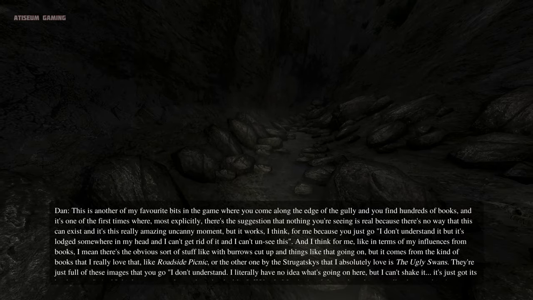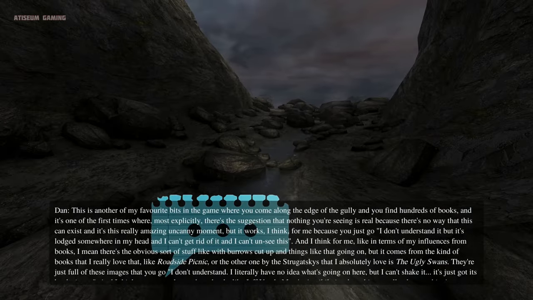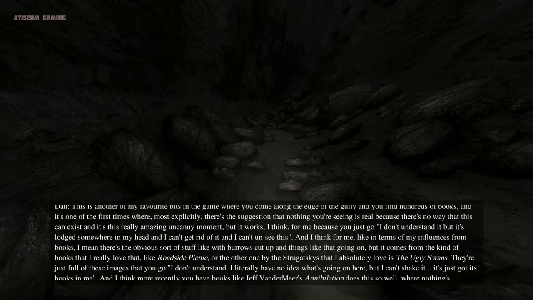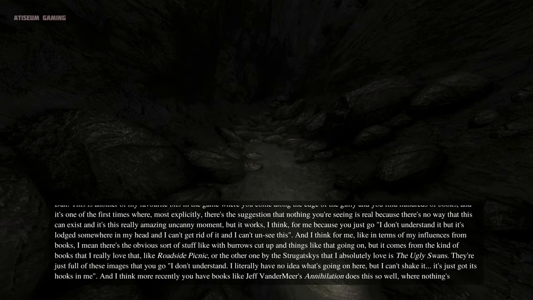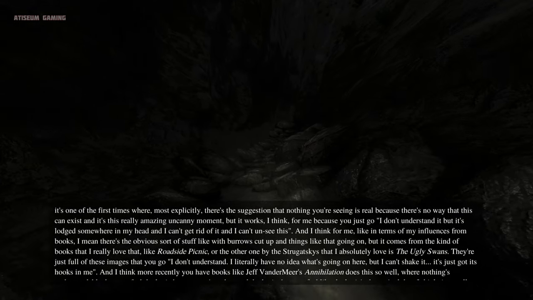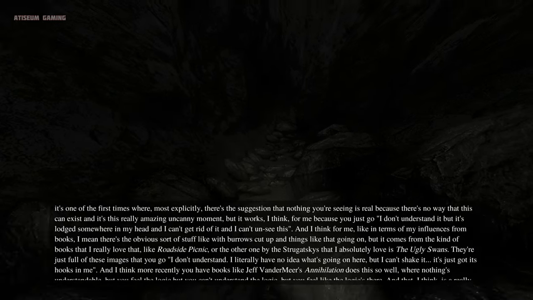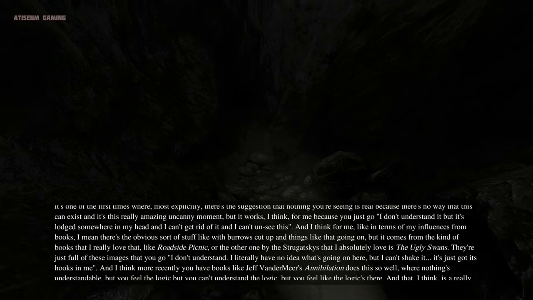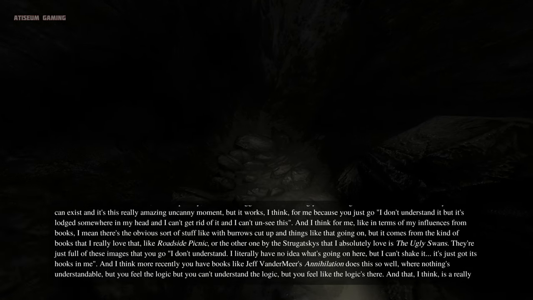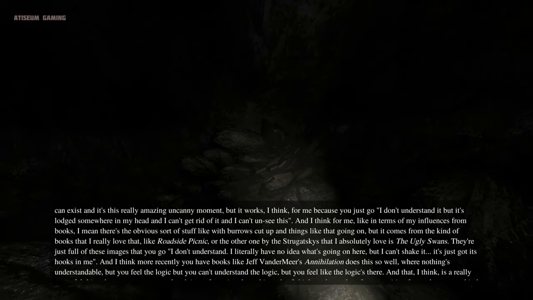This is another of my favourite bits in the game, where you come along the edge of the gully and you find hundreds of books. It's one of the first times where, most explicitly, there's the suggestion that nothing you're seeing is real, because there's just no way this can exist. It's a really amazing, uncanny moment. But it works for me because you just go, I don't understand it, but it's lodged somewhere in my head and I can't get rid of it. I can't unsee this.